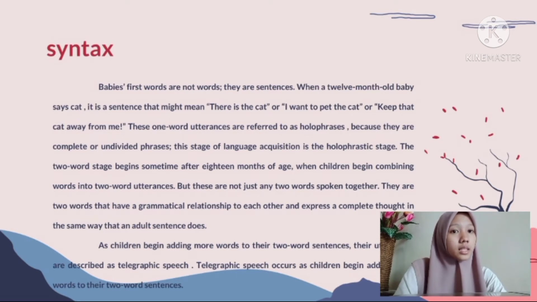The two-word stage begins sometime after 18 months of age, when children begin combining words into two-word utterances, but these are not just any two words spoken together. They are two words that have a grammatical relationship to each other and express a complete thought in the same way that an adult sentence does. As children begin adding more words to their two-word sentence, their utterances are described as telegraphic speech.